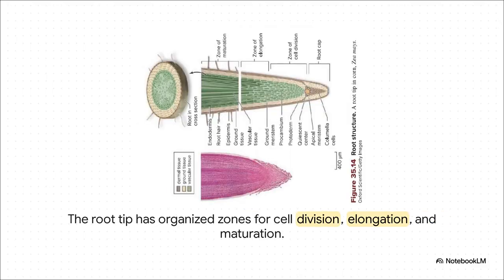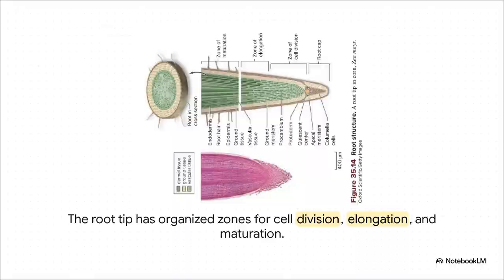Let's look back down at that root tip again for a second. It's not just some chaotic mess of growing cells. No, it's a highly organized little production line. You've got the zone of cell division right at the tip, then a zone of elongation where those new cells get bigger, and finally a zone of maturation where the cells specialize into their final forms, dermal, ground, or vascular tissue.